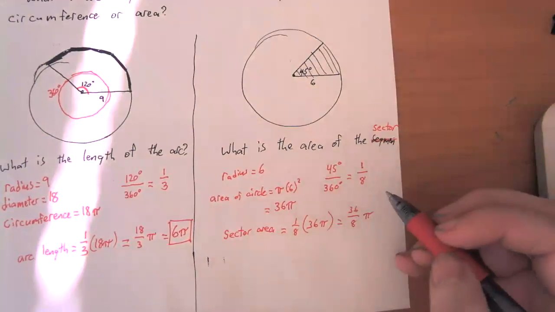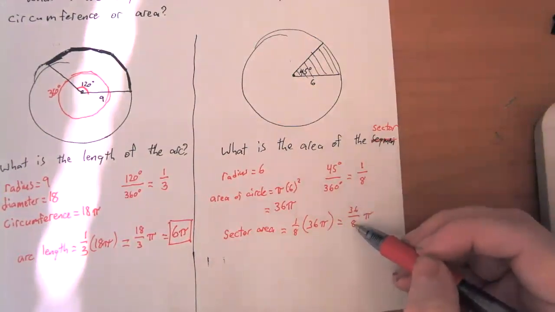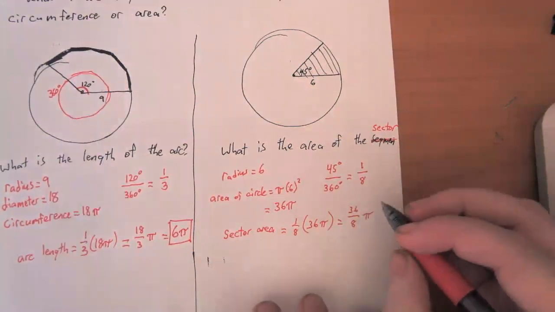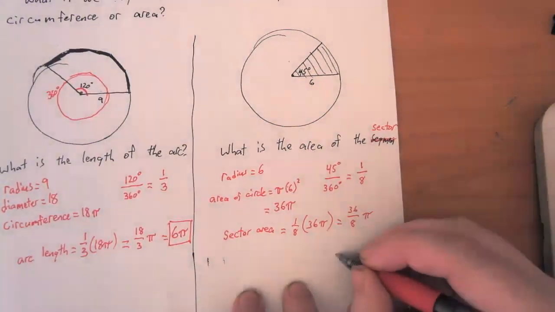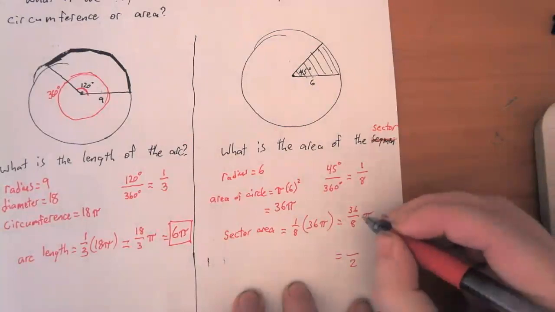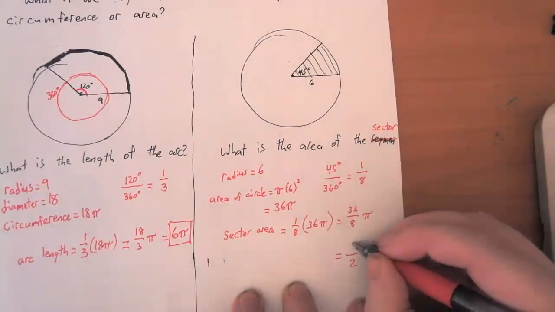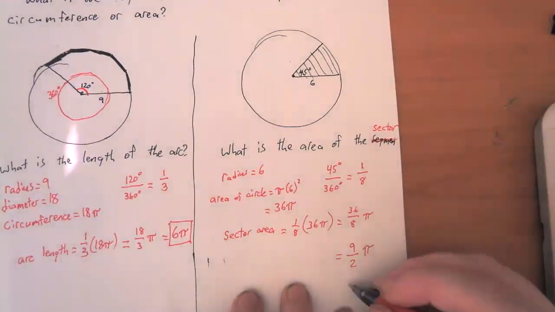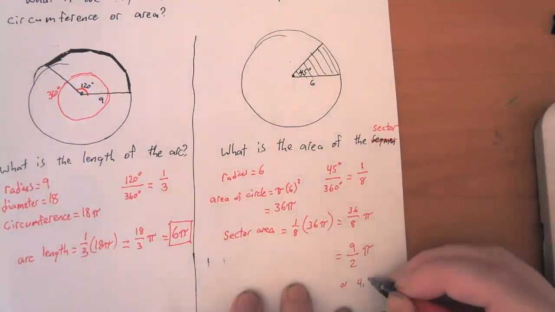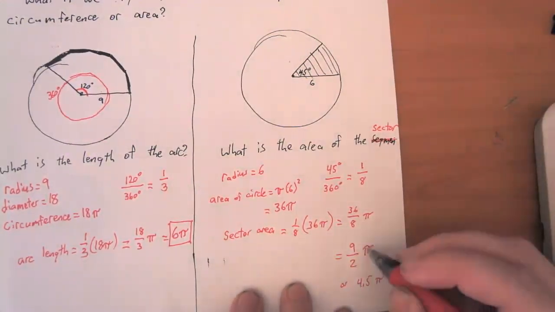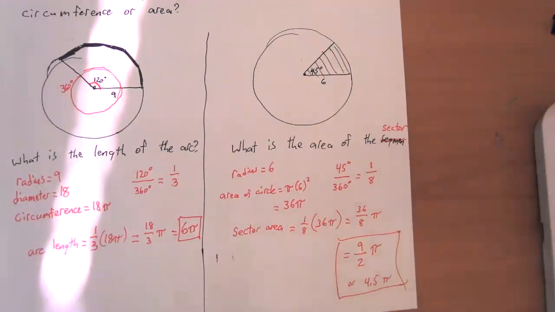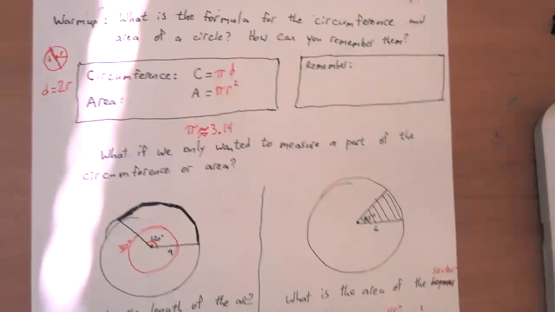And we can simplify this a little bit. So 8 doesn't go evenly into 36, but 4 goes into both of them. So 4 goes into 8 2 times, and 4 goes into 36 9 times. So we could write that as 9 pi over 2, or 4.5 times pi. All right. And so that is how you can calculate the area of a sector.